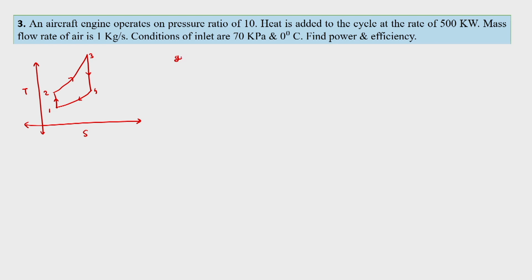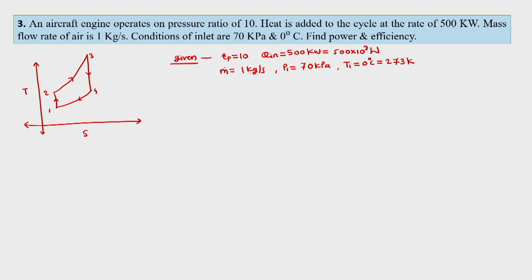So given to us are, we are told that Rp is equal to 10, Q in is equal to 500 kilowatt, which is equal to 500 into 10 to the power 3 watt. M dot is equal to 1 kg per second. We are told that P1 is equal to 70 kPa and T1 is equal to 0 degree Celsius, so it is 273 Kelvin.